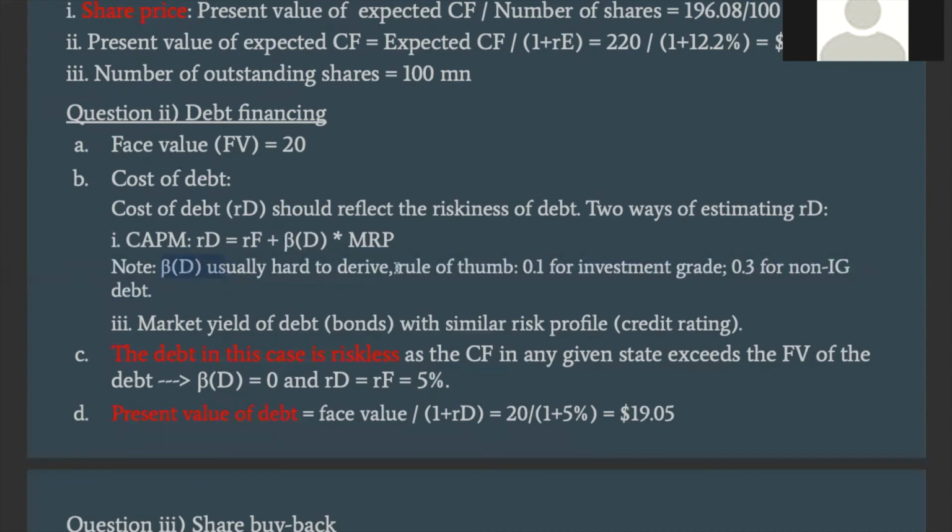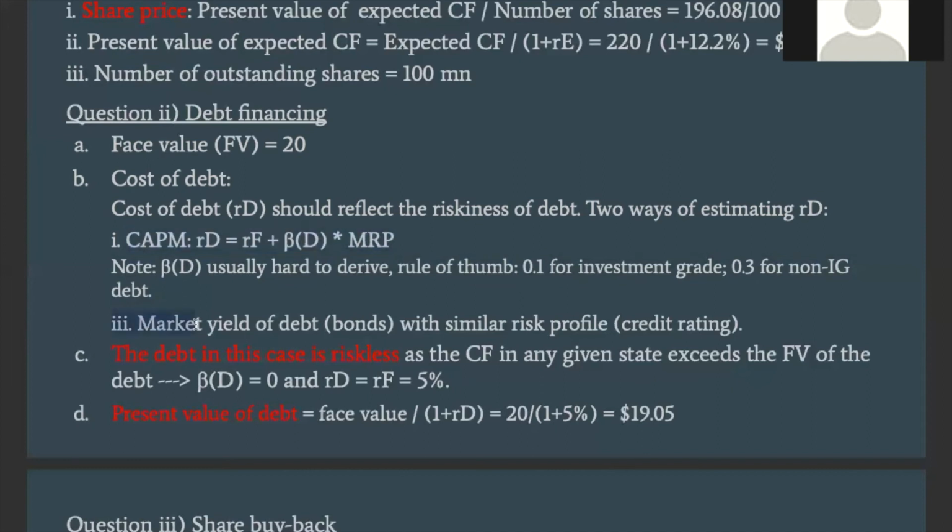And because of this, usually people use a rule of thumb, by which they use 0.1 if the debt is investment grade, or 0.3 or above if it is non-investment grade. And this classification depends on the credit rating of the debt. But then this information is just for practical purposes. Generally, in exams, you would always be given the beta of debt, and you would use the beta of debt in the CAPM formula to calculate the cost of debt.